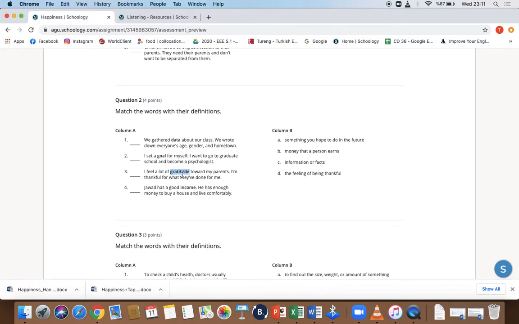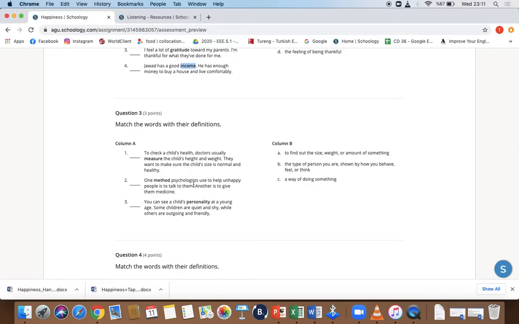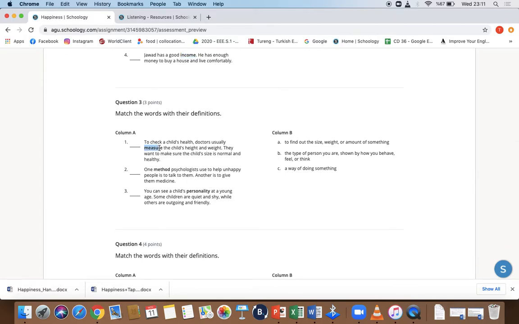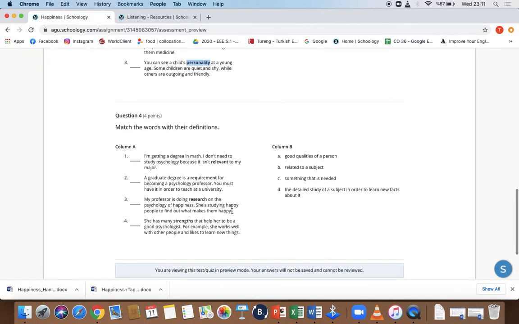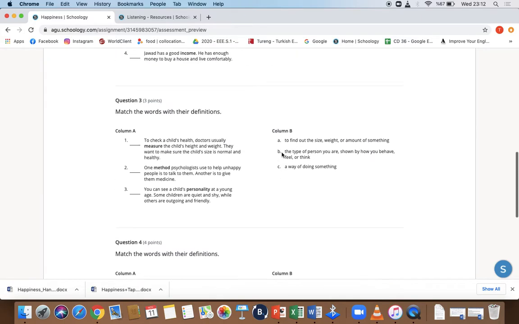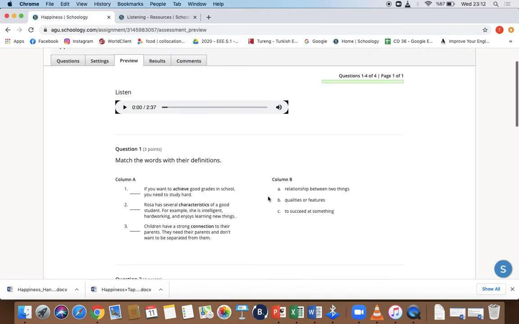Actually, you should understand the meaning of gratitude better, because in the lecture you will hear it many times. And the last one, income. Here we have three more words: measure, method, and personality. And the last part, we have four words here: relevant, requirement, research, and strengths. Can you please listen to the audio and match these words with their definitions?